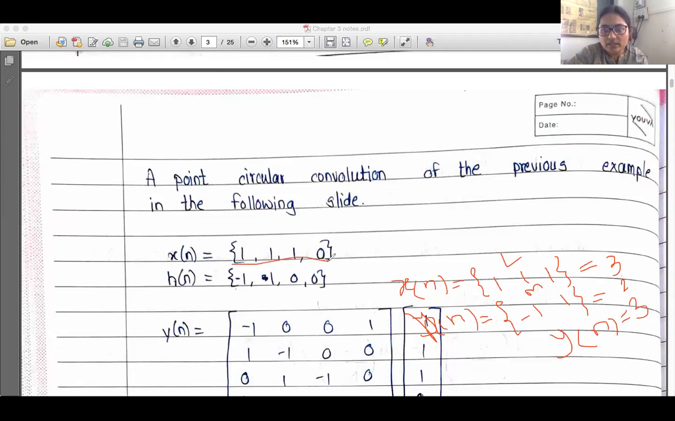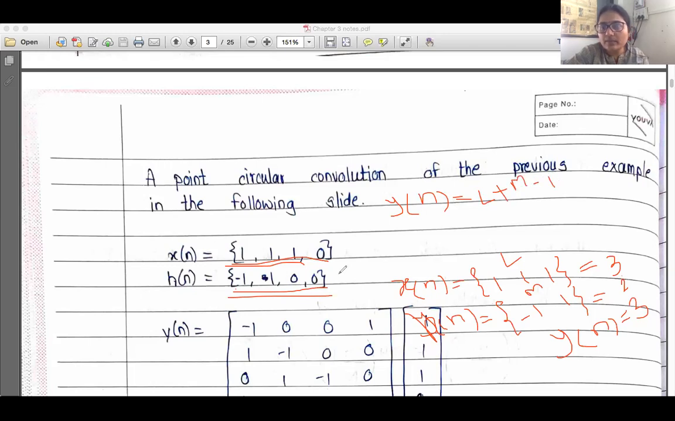I have to manage the length of the input sequence. I have to manage the length of the filter sequence, or the length of the impulse sequence. So what is the length of the output sequence in general, y of n using linear convolution? It is always equal to L plus M minus 1.